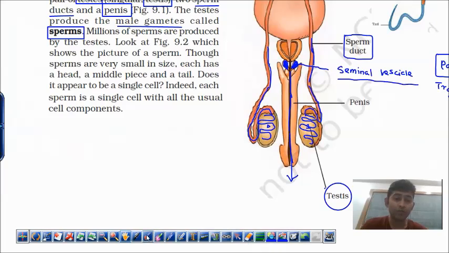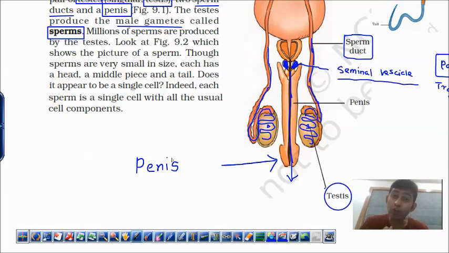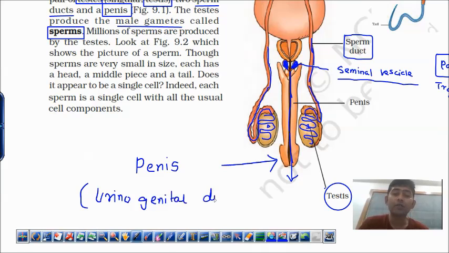And therefore, this cylindrical part, जिसका स्पेलिंग है पेनिस but pronunciation है penis, it also has another name. It's called urinogenital duct. Urinogenital duct मतलब एक ऐसी जगह जहां से यूरिन निकलता है. At the same time, if that person wants to become a father, वहां से sperm भी निकले.